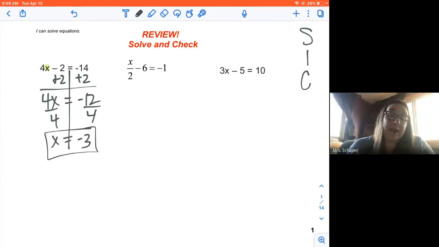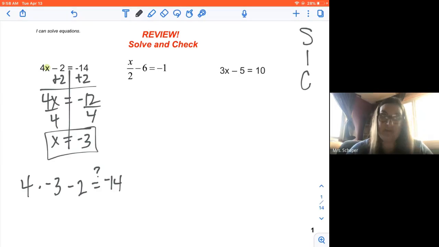And if I want to, I can put this into my calculator and see if it works. Is 4 times negative 3 minus 2 the same thing as negative 14? And you can check that out.